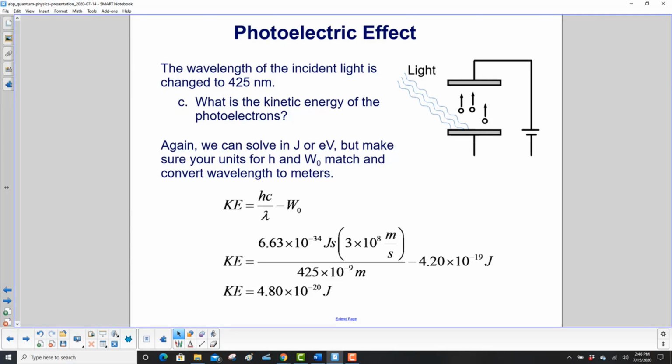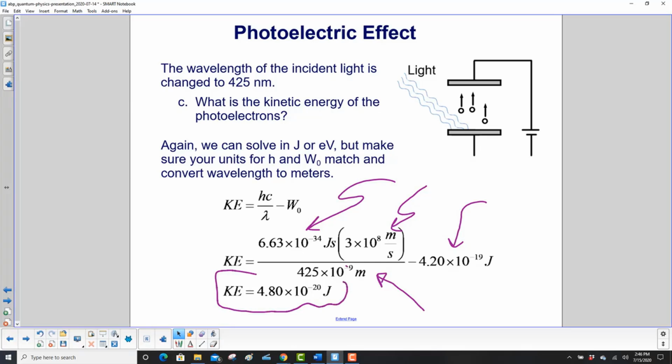So first we'll do joules. All right, here's Planck's constant in joule seconds. Here's the speed of light. And the work function here that we found in joules is 4.20 times 10 to the minus 19th joules. And here's the wavelength. 425 nanometers is 425 times 10 to the minus 9 meters. Multiply through, and we get the kinetic energy is 4.80 times 10 to the minus 20 joules.